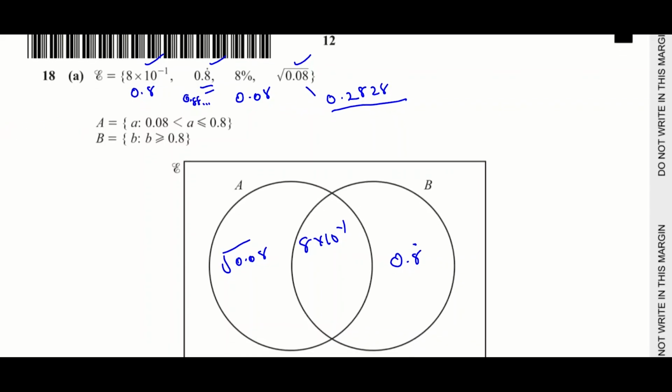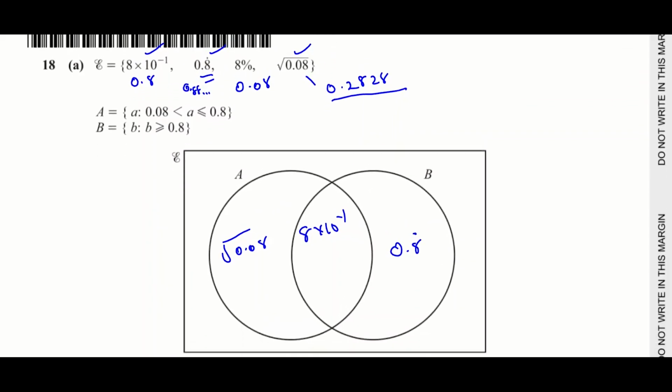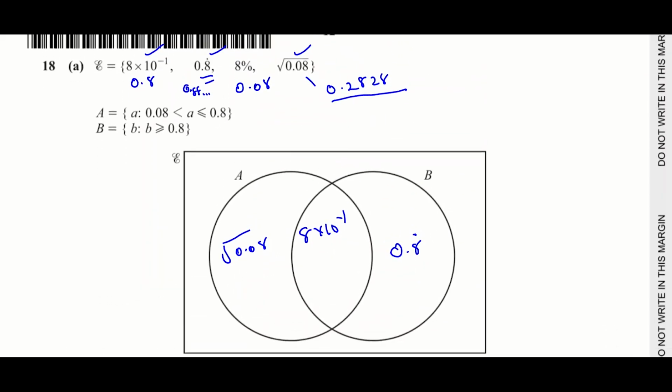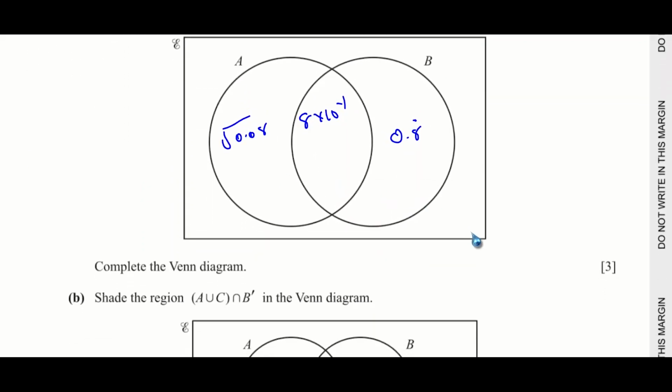So we have 3 things here. The last one, which is 8%, does not belong to any of the 2 sets, but it's part of the universal set. So we'll just put 8% outside the 2 circles, but inside the rectangle. So 8% will be anywhere here.